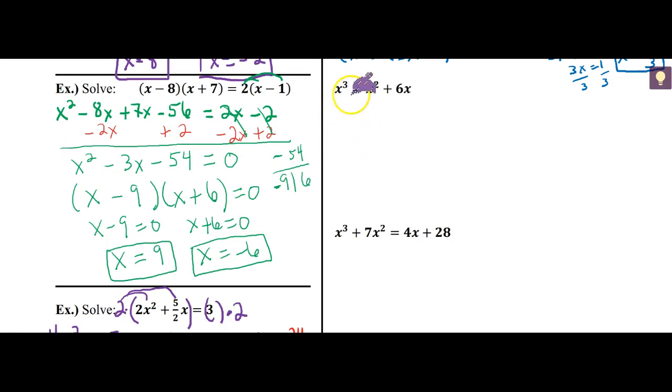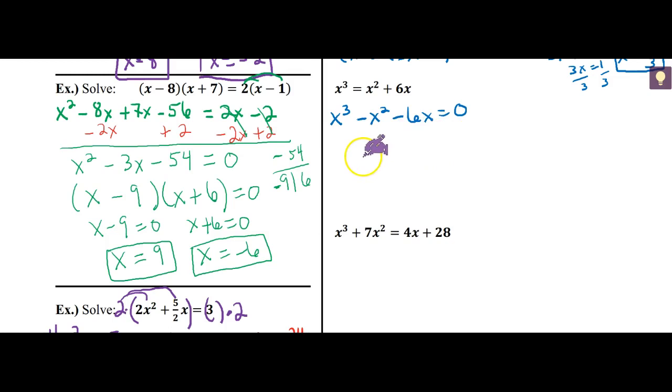Alright, here I have x cubed equals x squared plus 6x. In general, we want to keep our leading term, so our highest degree, positive. So I'm actually going to move my x squared and my 6x over to the left-hand side. So I'm going to leave this one alone and subtract that x squared over and subtract the 6x over to set it equal to 0.